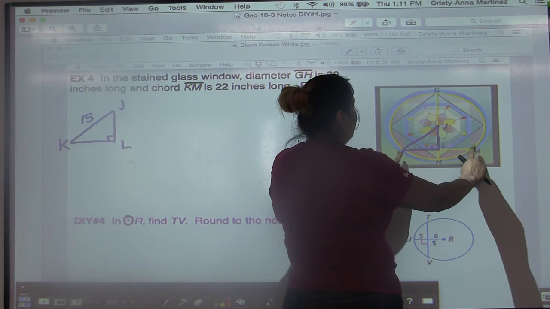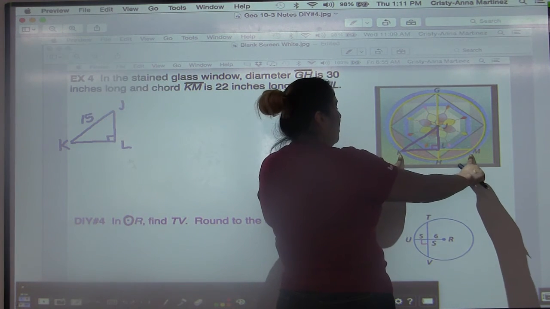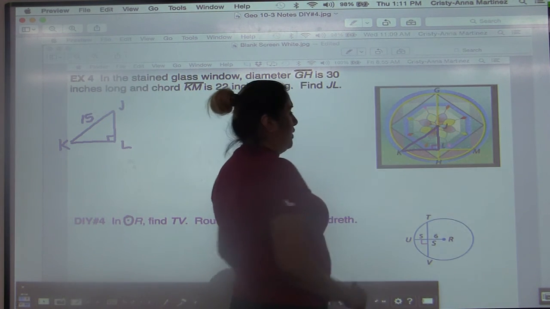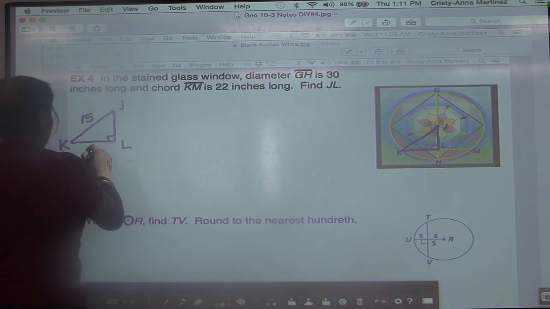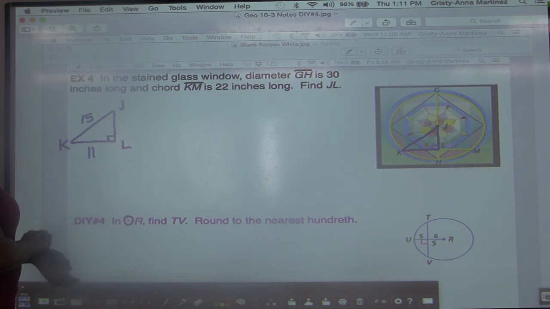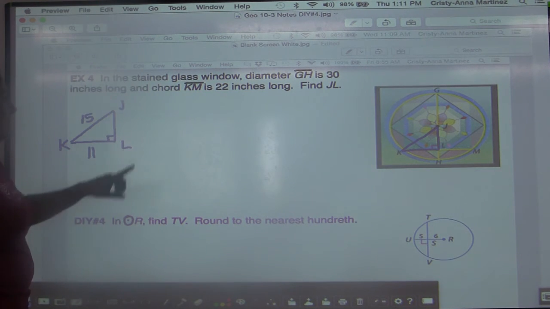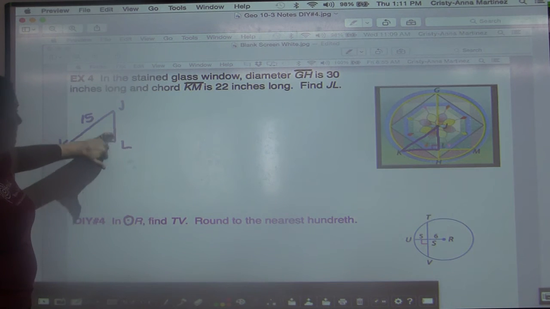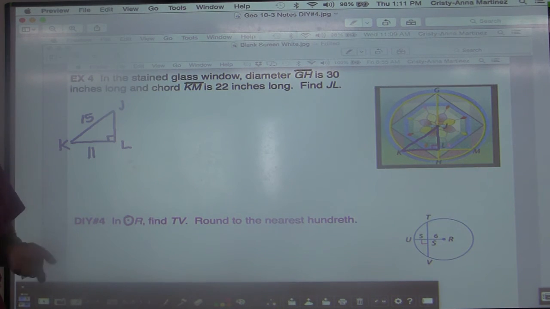So that means that if KM is 22, then KL would be half of 22, which would be 11. And so just like that, we have two parts of the triangle, and what we're trying to find is JL, which is this missing piece here, but we can use Pythagorean theorem to get that portion of the triangle.